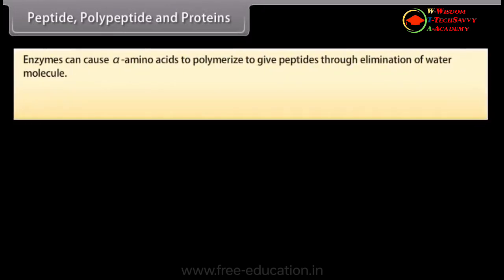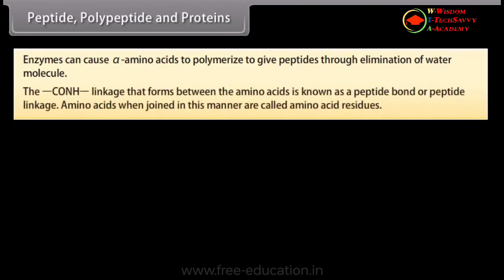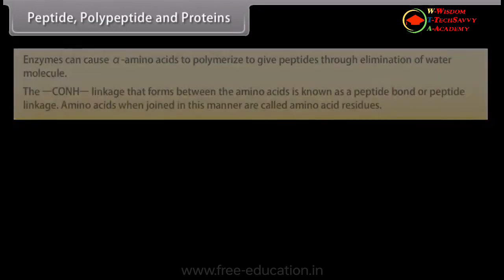Peptide, polypeptide, and proteins. Enzymes can cause alpha amino acids to polymerize to give peptides through elimination of a water molecule. The CONH linkage that forms between the amino acids is known as a peptide bond or peptide linkage. Amino acids, when joined in this manner, are called amino acid residues.